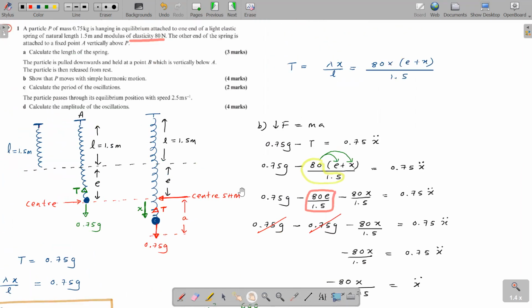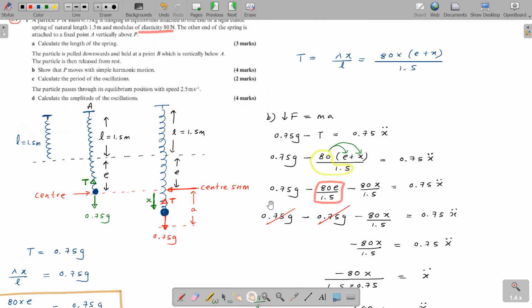The particle passes through its equilibrium position with speed 2.5. What do you know about the speed at the equilibrium position? You know the equilibrium position is the center of the SHM. Remember, the equilibrium position that we have over here is the center of our SHM, and the speed with which we pass the center of the SHM is also the V max. So V max is 2.5. They are asking you to calculate the amplitude.